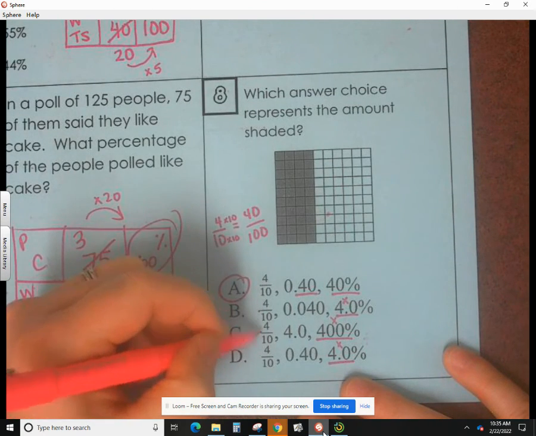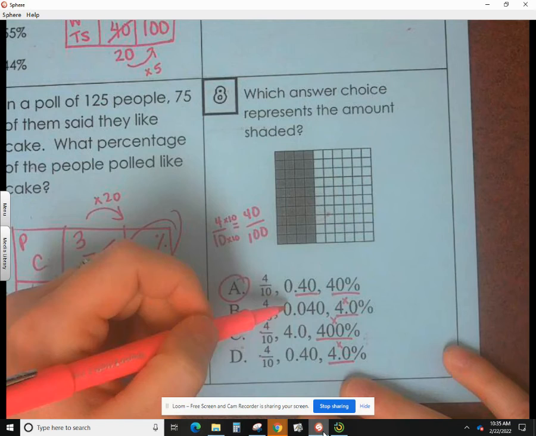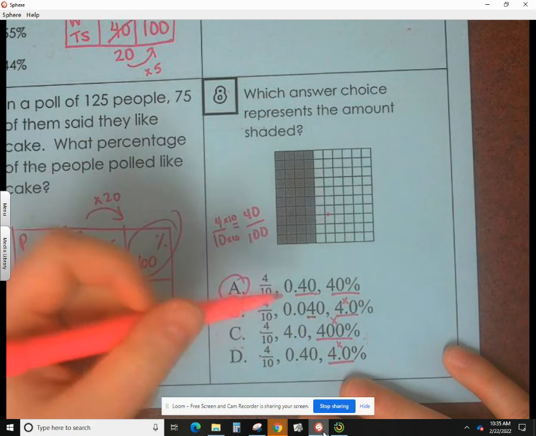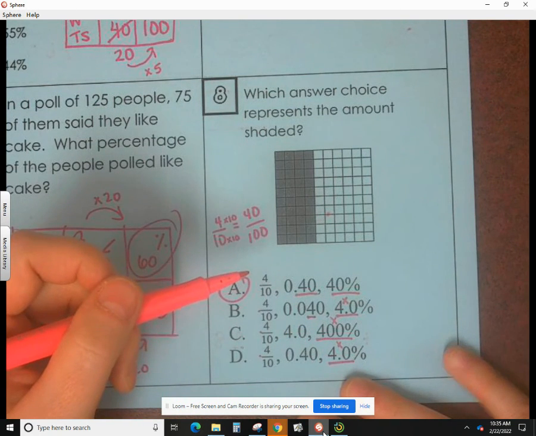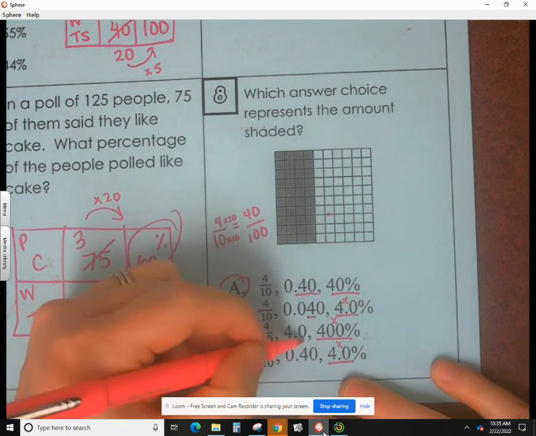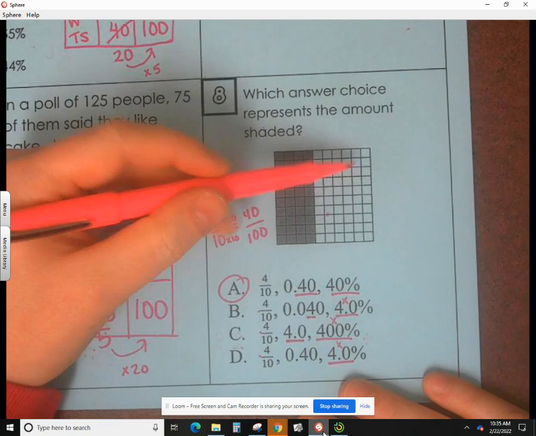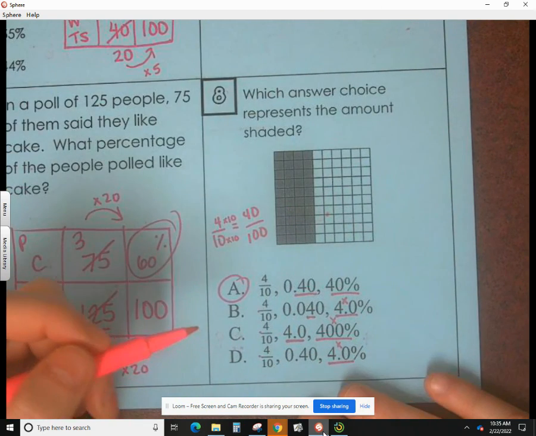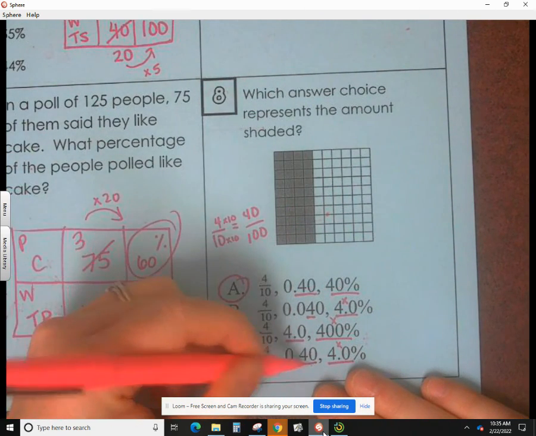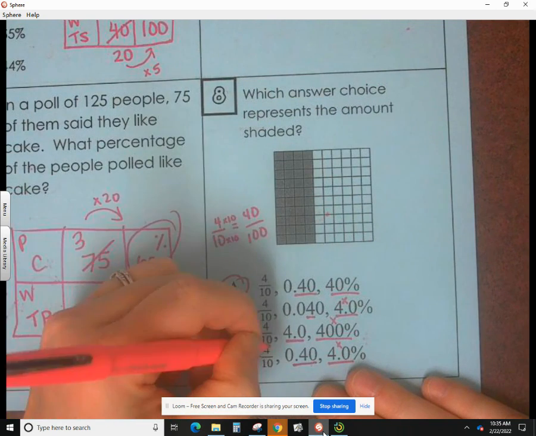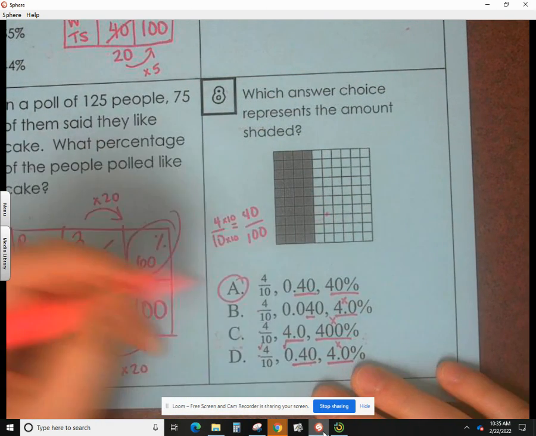This one, they all have 4/10, so you know it's that. This says 4 hundredths, so again, that would only be 4 little individual squares shaded in. This is 4 wholes, so that would again be 4. You'd have to have 4 of these hundreds grids that were all shaded in. And this one is correct, so this one has that one and that one correct, but the wrong percentage.